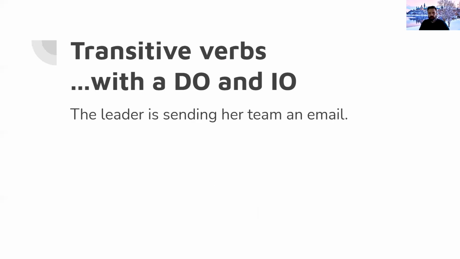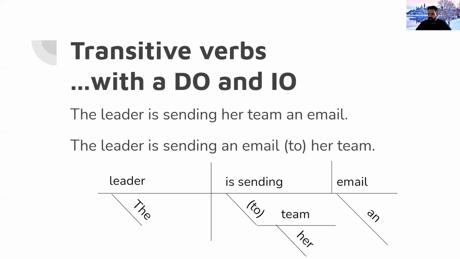Let's try another one here. Think about it the same way. What is the subject, the main verb phrase, the direct object, and the indirect object? The leader is sending her team an email. What is the leader sending? Another way to think about this is: the leader is sending an email to her team. So we've got the leader as our subject, is sending is our main verb phrase. Our direct object is an email. But then indirectly, this is being sent to her team. Is sending to her team.